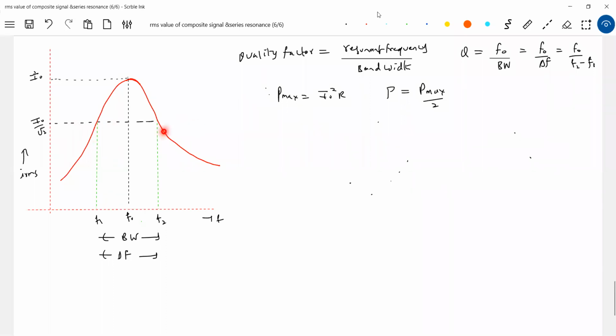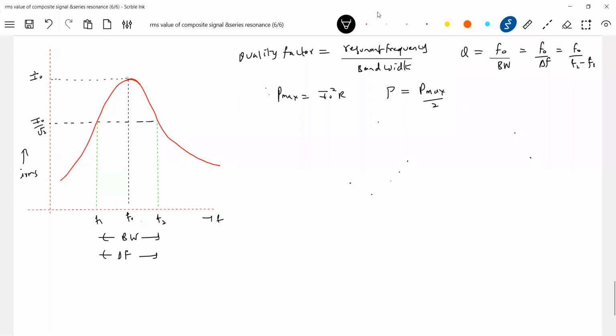So when you're designing a circuit, what range of frequencies should you consider? Maximum power and the frequencies surrounding the maximum power where they have power half of the maximum value. Got this one? So let's come to this half of the maximum. So what is the value here?